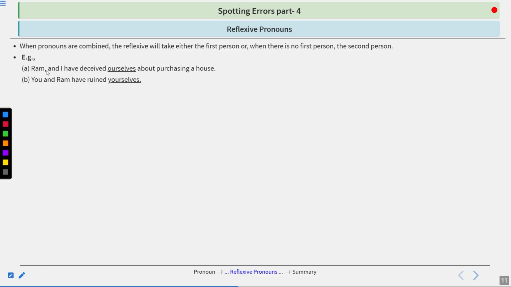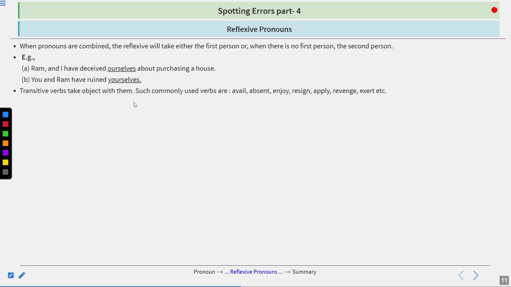Ram and I becomes we. So according to we, we will use ourselves, not myself or himself. You and Ram have ruined us, yourselves. You is the second person and Ram is the third person. Second person and third person becomes you. So according to you, because it is a common pronoun, what we get is you. So according to you, we will use yourselves.